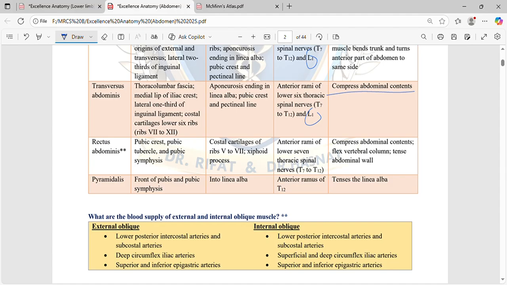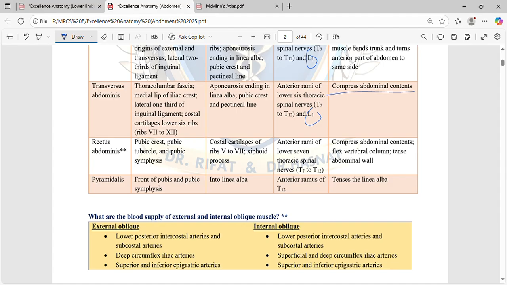Pyramidalis arises from the front of the pubis and pubic symphysis, and inserts into the linea alba. It is a small muscle lying exactly in front of the origin of the rectus abdominis. So it inserts into the linea alba, and the nerve supply is the anterior ramus of T12.